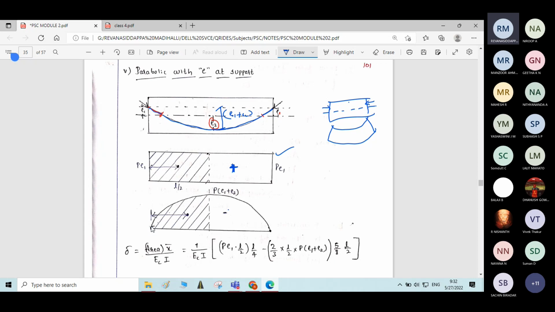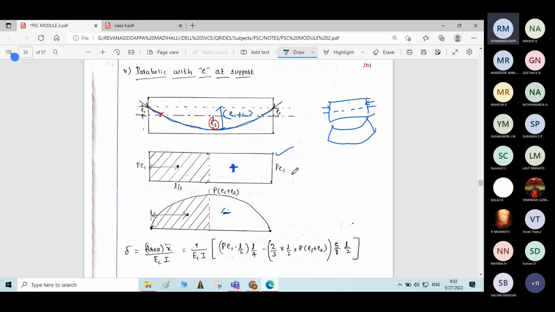So the generalized formula: P into E1, plus total eccentricity P into E1 plus E2 with the negative sign. As we have some portion of the cable above the central axis, we deduct this. The resultant will be the net deflection due to the parabolic profile cable, which has some eccentricity at the center of the span and some eccentricity at the support. This is how we find the deflection for a parabolic cable with different eccentricities at the center of the span and the support.